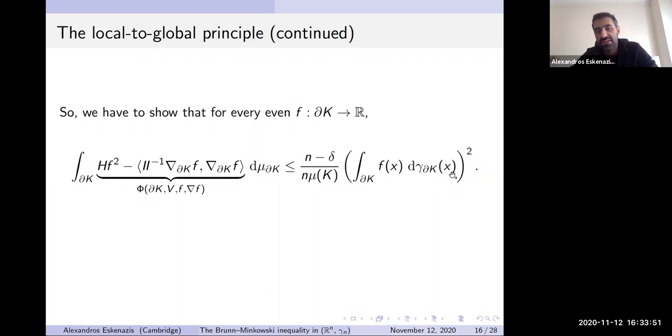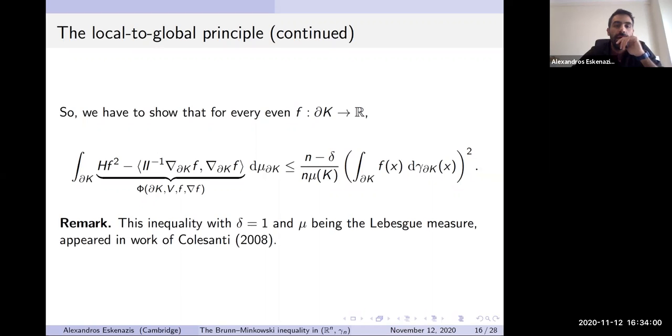Okay, so that's, in principle, sort of a Poincaré type inequality on the boundary of the convex set K with respect to this measure mu. And we'll just say that when delta equals 1 and mu is the Lebesgue measure, this first appeared in work of Kolesnikov, who actually said, we know the Brunn-Minkowski inequality, we're going to differentiate it in this way, and he proved this inequality this way. Okay, so this is what we have to prove. The integral of this mysterious function phi is bounded above by this fairly simple quantity.